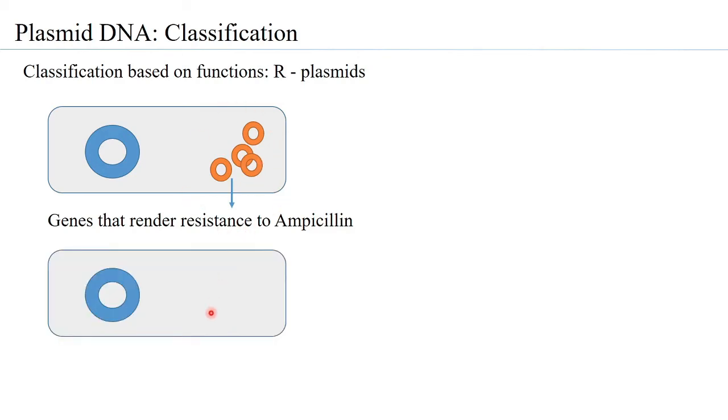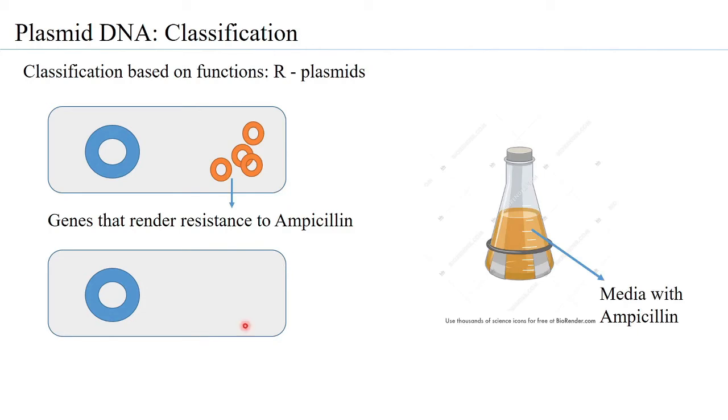Let's say we have another bacteria which does not have these R plasmids. So when you grow both these bacteria in a nutrient media that contains ampicillin, so this media is fortified with ampicillin, and when you grow both this as well as this bacteria in the same media, what is observed is these bacteria will survive and grow and multiply.